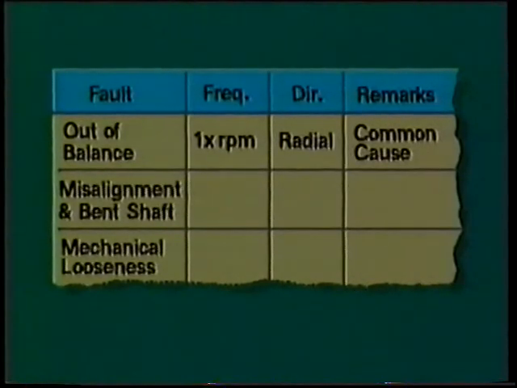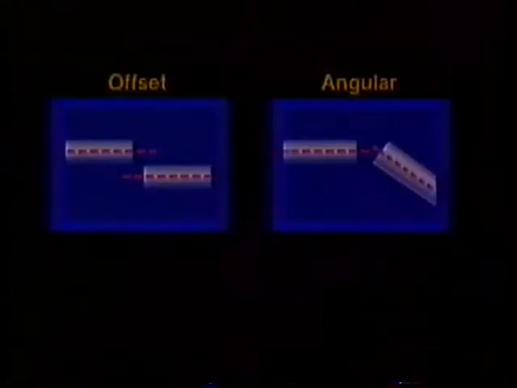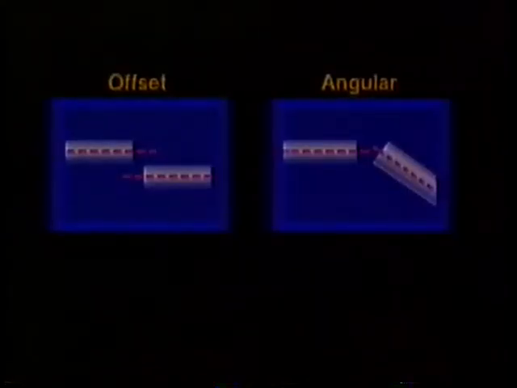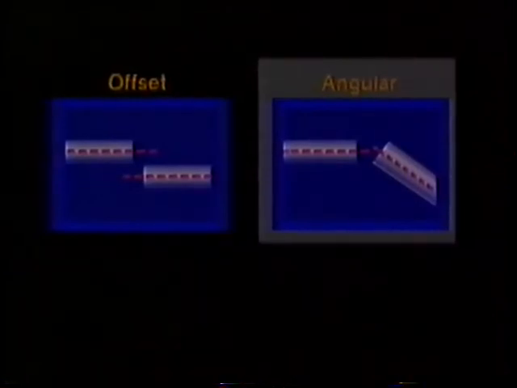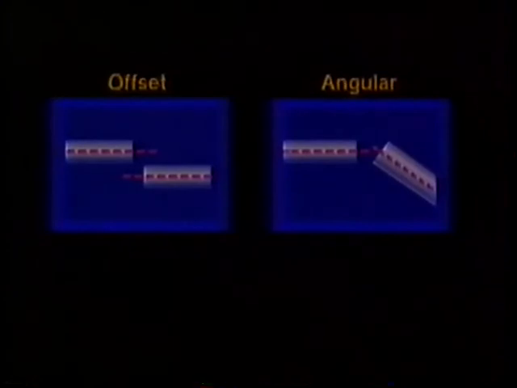Another shaft-related problem that will cause vibration is misalignment. Let's see what vibration characteristics might indicate misalignment. There are 2 basic types of misalignment: offset misalignment and angular misalignment. Although the 2 most often occur together, let's look at the characteristics of each type of misalignment separately first. We'll start with offset misalignment.